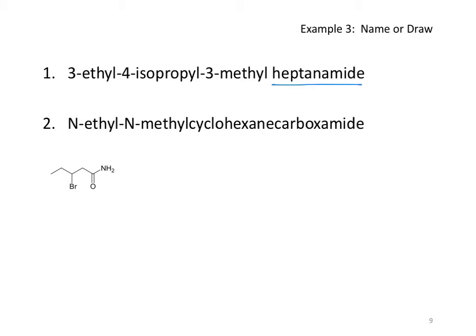Let's see if we can work on some of these. It says it's supposed to be heptanamide. Hepta means 7 carbons. So let's draw out the root name first. So you have 1, 2, 3, 4, 5, 6, and 7 terminal positions. So that's going to be your amide. It doesn't say N,N. That means it must be a primary amide. And so you have over here, that's position 1. Position 3 contains an ethyl group. Position 4 contains an isopropyl group. Position 3 also contains a methyl group.